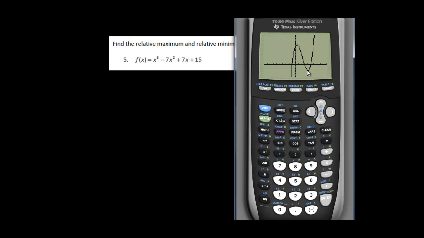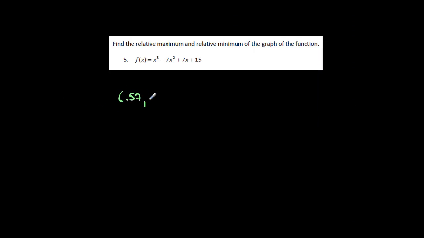Alright, so we see the max and min here. So second trace 4, it's to the left here already, so we'll hit enter. Go to the right, hit enter, and then enter again. So the max is 0.57, comma 16.9. So 0.57, comma 16.9 is the relative max.